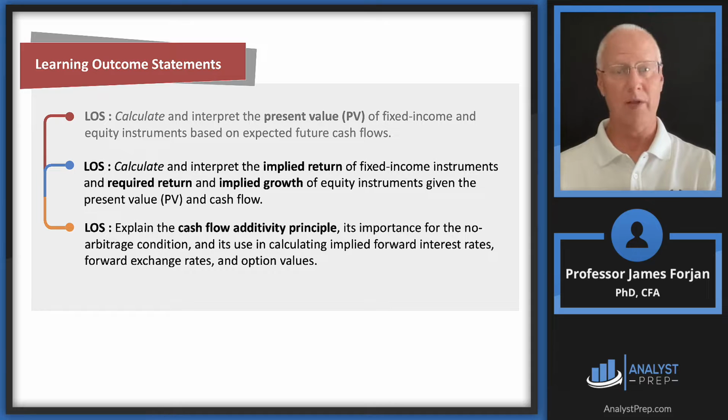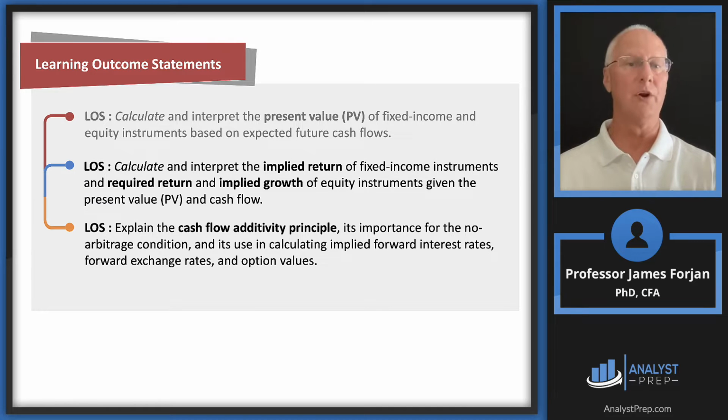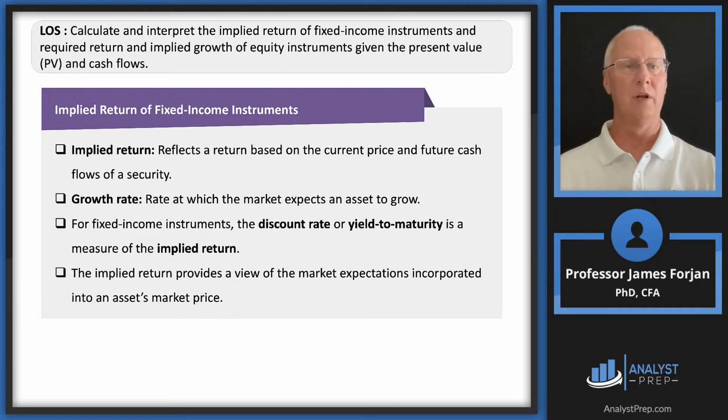Well, the second LOS, we're going to use the same models that we just did, but we're going to solve for the interest rate. The Institute calls that an implied return. And then in the last LOS, we're going to go ahead and talk about forward contracts and option contracts. And that'll be a really, really good way to end this beginning series of learning modules.